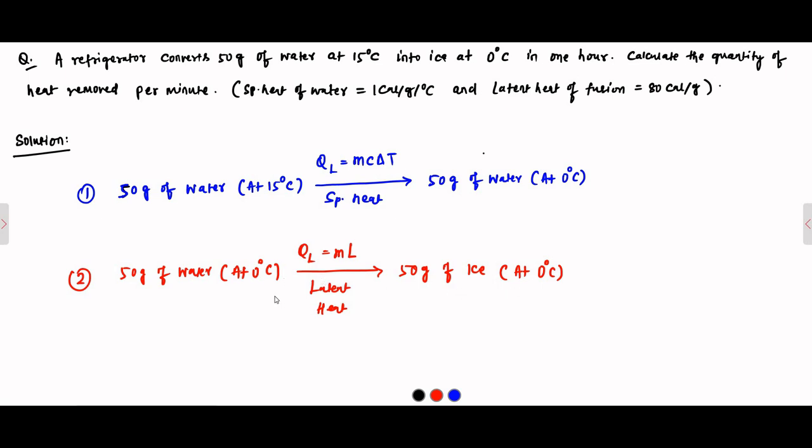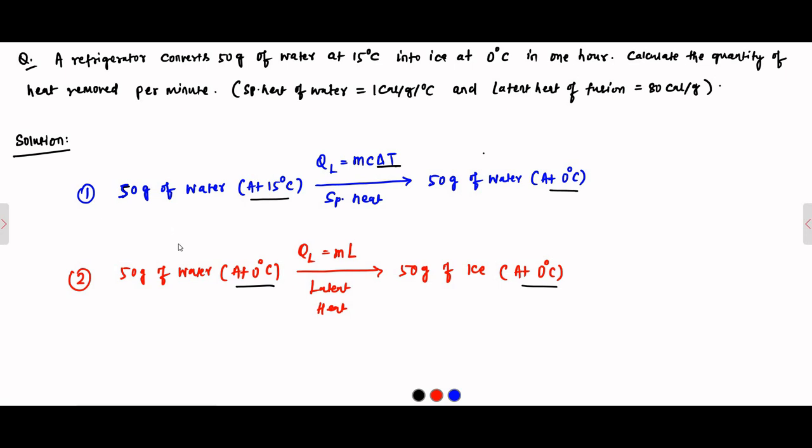So in both the cases the temperature is constant here, but here there is a decrease in temperature, a change in temperature from 15 to 0, but here the temperature remained constant. That's why in the first case we use specific heat because there is a temperature change, and here as there is constant temperature we use the latent heat concept. So please watch the theoretical videos if you have any doubt, where I have discussed in detail these things. So we have to now calculate these values.